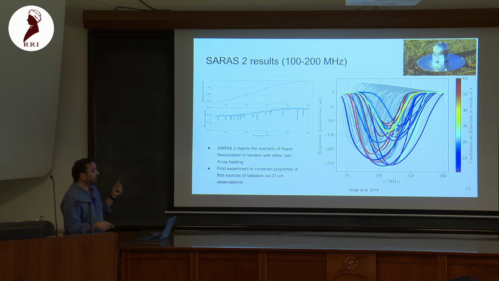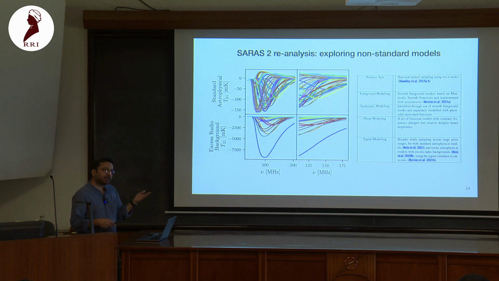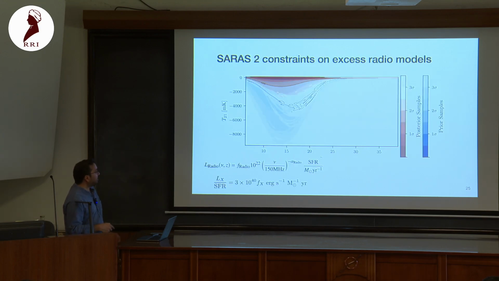So essentially what we ended up constraining was the X-ray efficiency, of how low the X-ray efficiency can go so that these signals are completely ruled out. And this was actually one of the first experiments to be able to constrain these properties using 21 centimeter observations. Recently we have taken a second shot at it by expanding on the kind of systematics we expect and also the broader range of signals, including signals that have deeper absorptions because of the excess radio that I talked about before. And using these Bayesian techniques, we were able to constrain a lot of models where we expected excess radio background from the early population of galaxies.